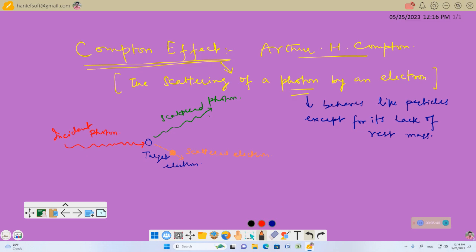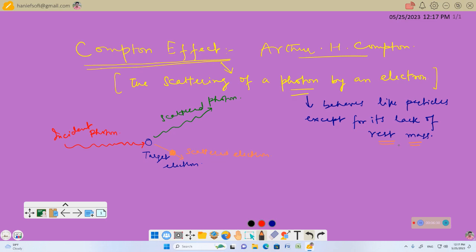So you can see this appears to be like some striker in carom board striking some carom coin. The carom coin gets scattered in one direction and the striker gets scattered in another direction. You can see when I say photon behaves like particles, it behaves like materialistic particles because the phenomena it shows are like materialistic particles. But it has only one thing different than these materialistic particles. It doesn't have any rest mass, right?